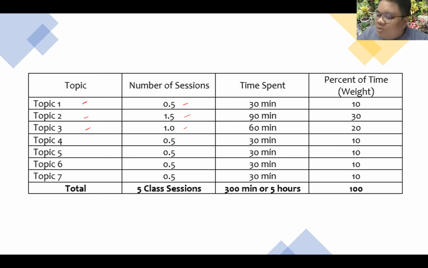Now, thinking that one session is equal to 1 hour. Okay? So 1 session class is 1 hour. So makikita natin dito yung time equivalent. Okay? 0.5 is 30 minutes. Okay? 1 hour is 60 minutes. 1.5 hour is 90 minutes. Okay? I hope you're getting that, ha? So times 60 minutes lang yan para makuha natin yung 30 minutes, yung 90 minutes, at yung 60 minutes.